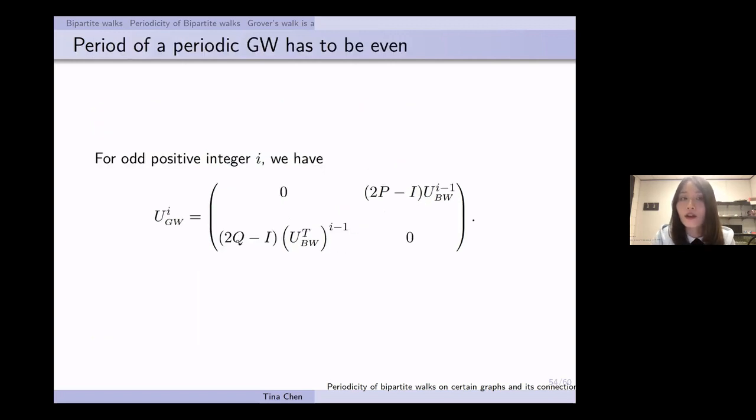Another thing we can know from that theorem is that the period of a periodic Grover walk has to be even, because for any odd positive integer l, the l steps of your Grover's walk will have this block matrix form. And you can see here, the diagonal will always be zero. So in that case, you know that it can never be the identity matrix. So the odd steps of your walk cannot be periodic. So if the walk is periodic, then the period has to be even.